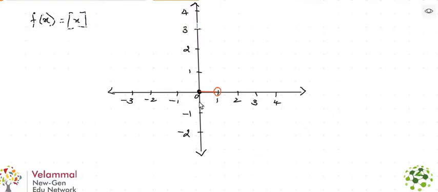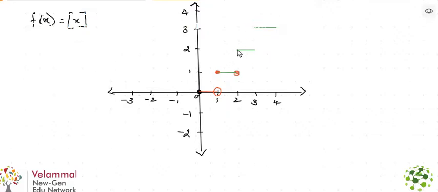Okay, now 0 is included, 1 is not included. Suppose I am going to plot from 1 to 2. 1 is included and 2 is not included. So what is the function now? The function is this. Same with 2 to 3, 3 to 4, you can draw the function. Now, you can very easily say the greatest integer function is discontinuous. Exactly. The greatest integer function is discontinuous.